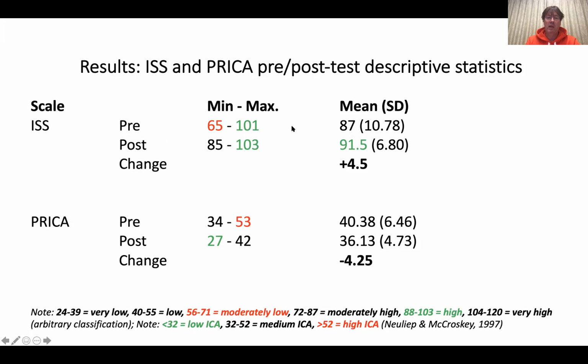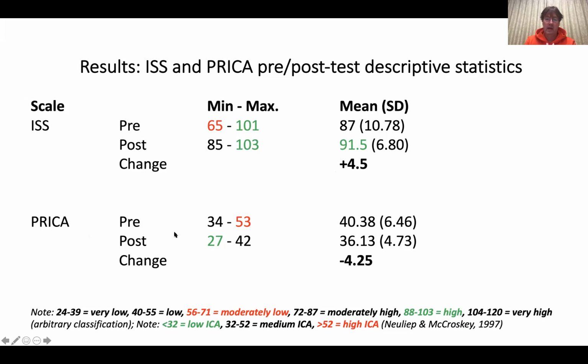So essentially, looking at the pre-results, you can see here, the low score was moderately low, up to 101, which was considered to be high, and the mean was 87, which is considered moderately high. In the post results, we see a moderately high result on the low end, 103 on the high end, and 91.5, which is indicative of a higher result within the mean results in the post scores. So these rose by 4.5 points. So they were able to increase their intercultural sensitivity.